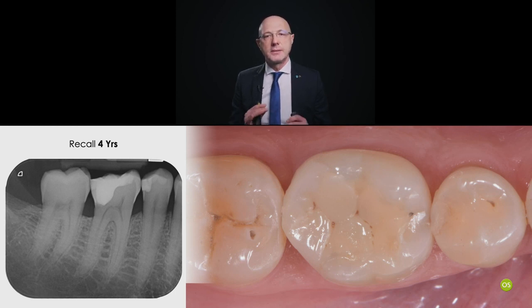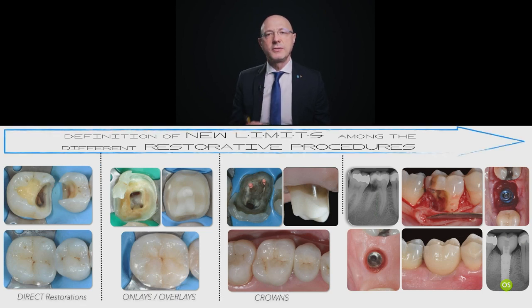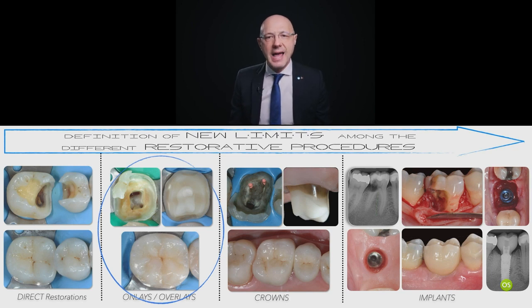But this type of direct approach in wide cavities can be rather difficult. For this reason, when we cross a certain limit, it becomes clinically convenient to use indirect techniques. The improvement of adhesion allows us to redefine the indications among the different restorative procedures in a more and more conservative direction. Also, implants, for example, are the most conservative way to restore one single missing tooth.